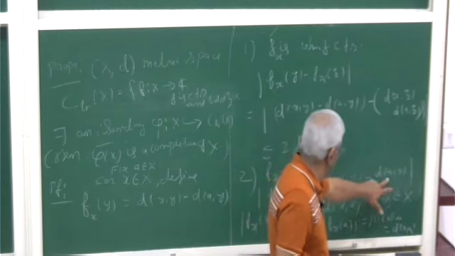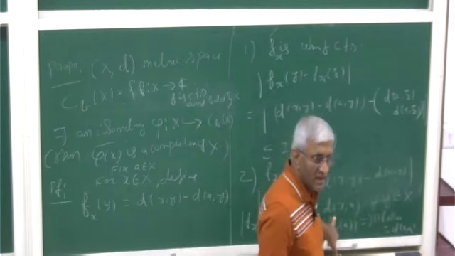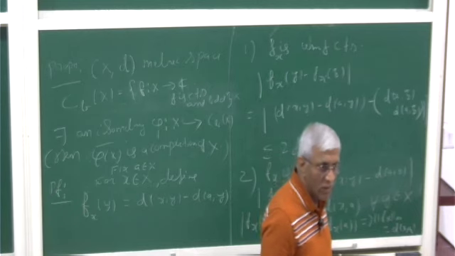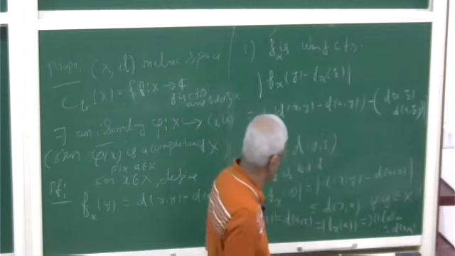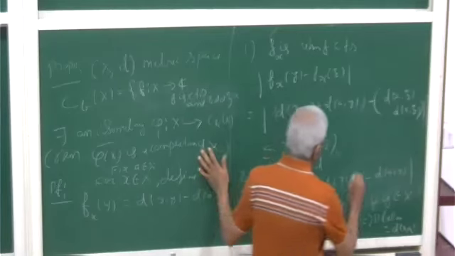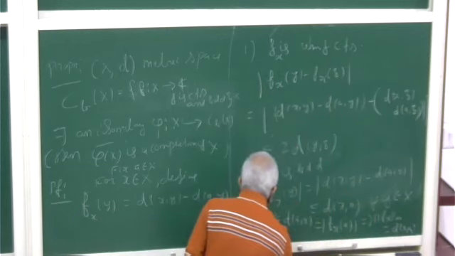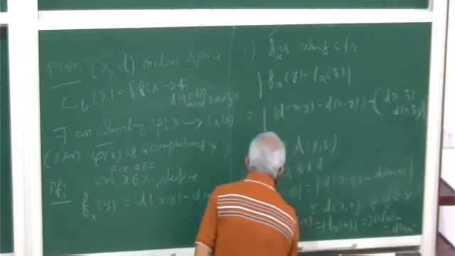f_x(y) equals d(x,y) minus d(a,y), that's the definition, which is less than or equal to d(x,a). So f_x is a bounded function.